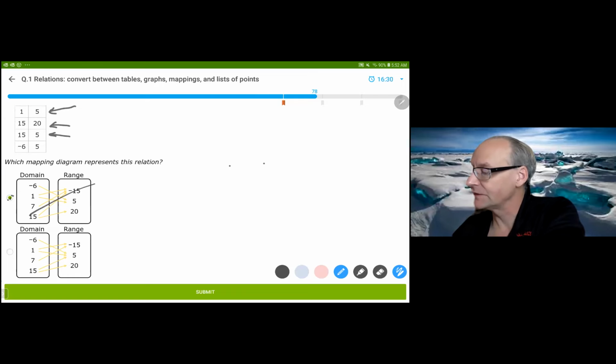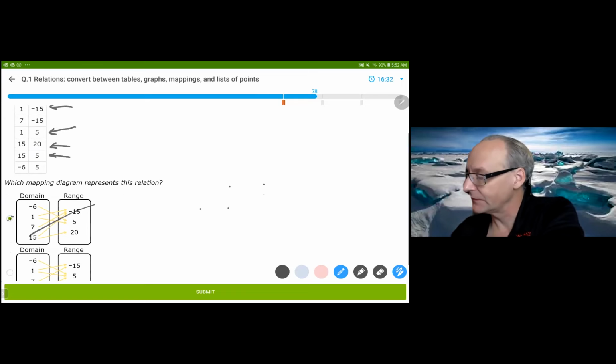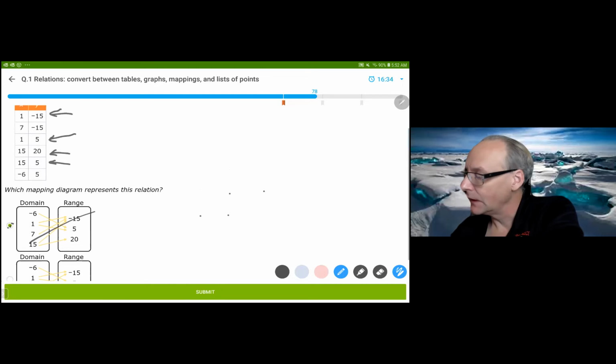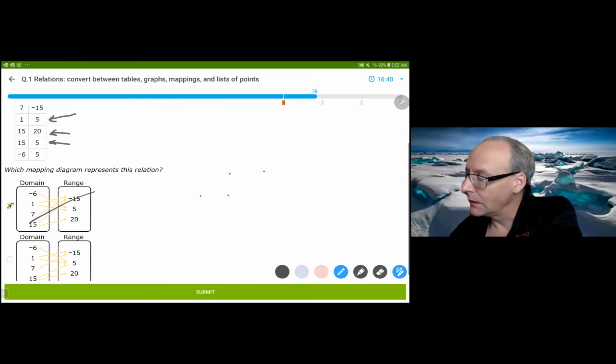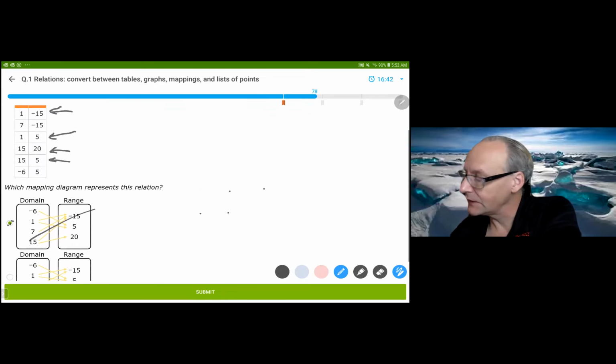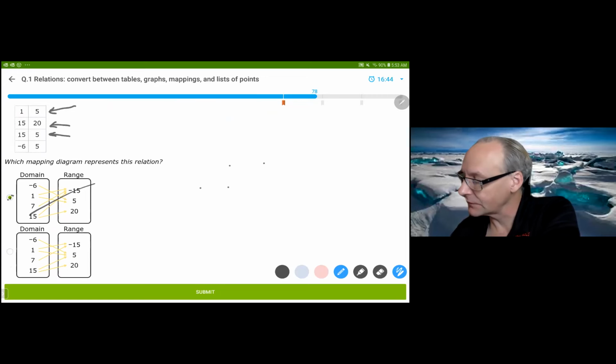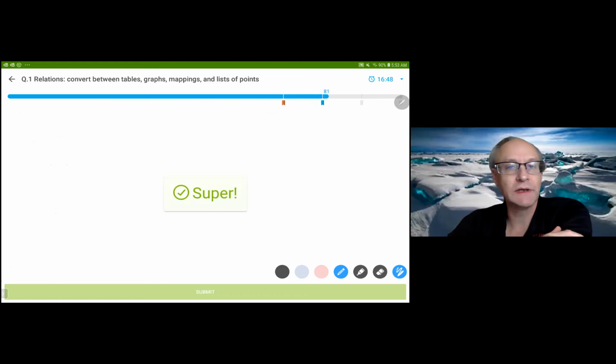Oh, I see. Maybe it's up above. There it is. 7 is going to -15. 1 is going to -15 and to 5. Yep, -15. 1 is also going to 5. Looks like it's this one down here. They only want you to just choose between the two, it looks like. Pretty easy choice.